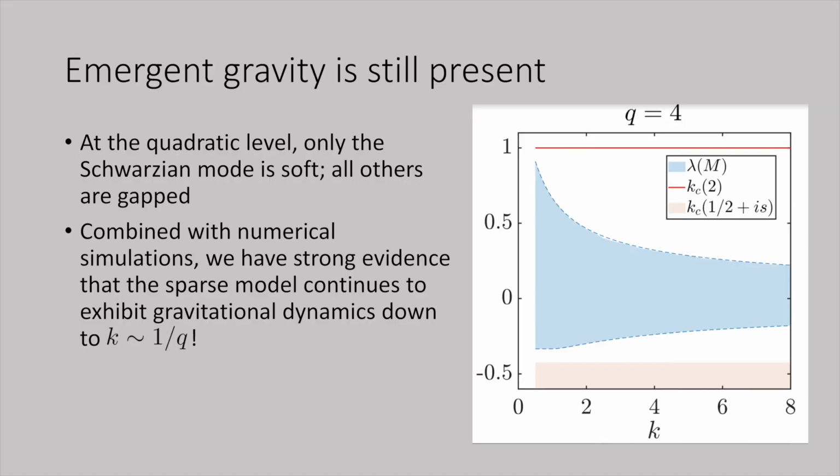This is the key point. You can look at the quadratic fluctuations of this model. That's the active degrees of freedom. In ordinary SYK, there's one special mode, this sort of time superfluid mode that Juan talked about, the Schwarzian mode. And that mode is soft, and that gives you all this interesting gravity physics.